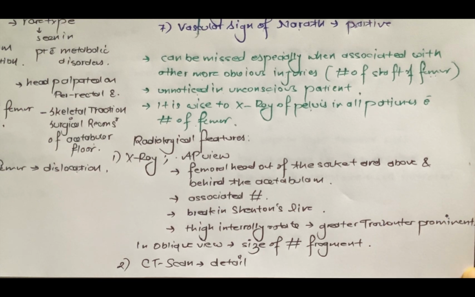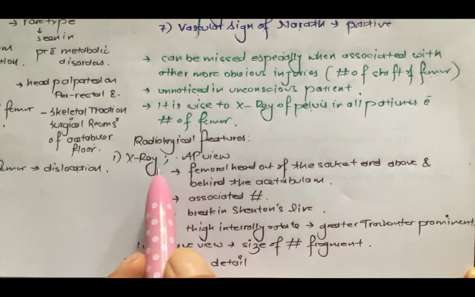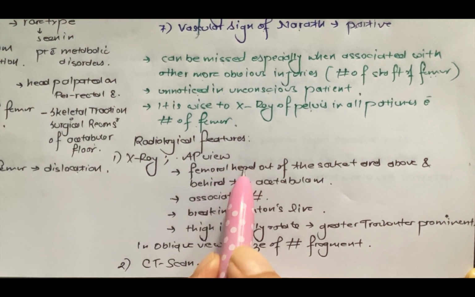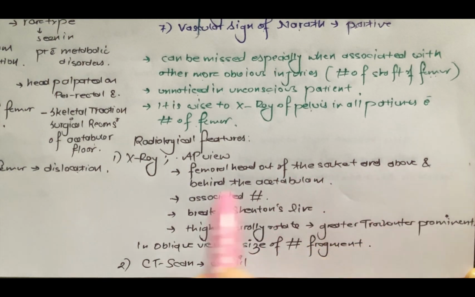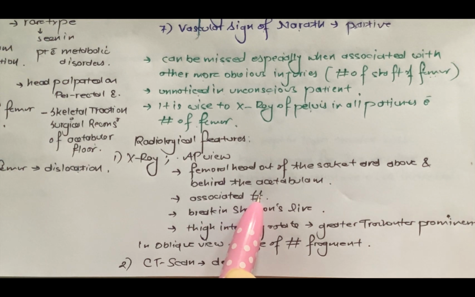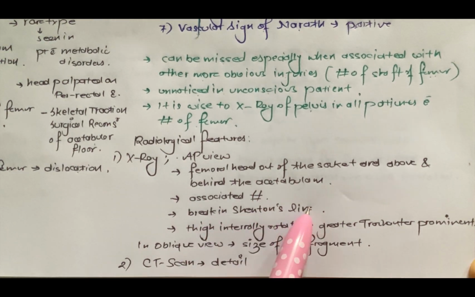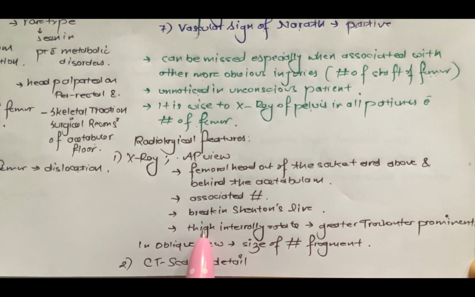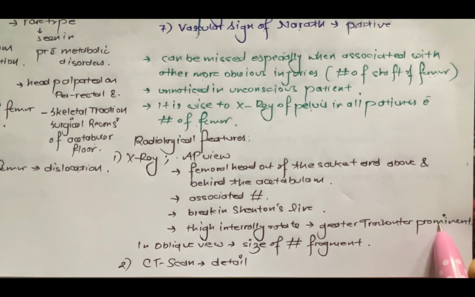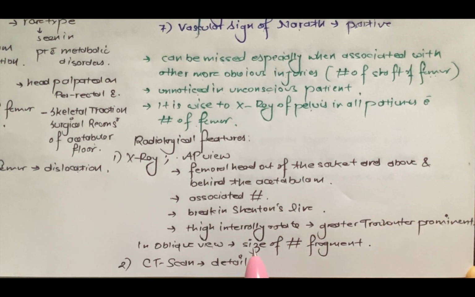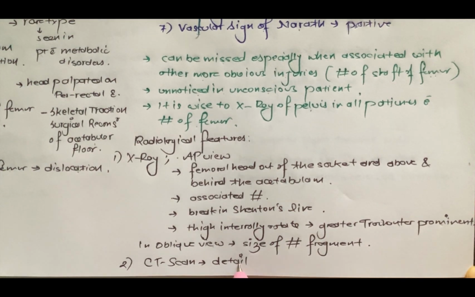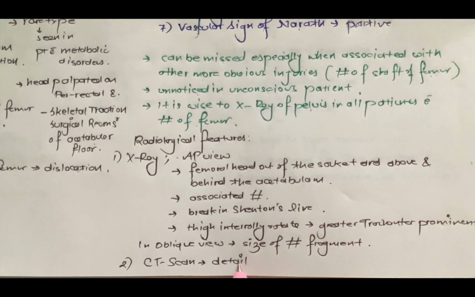So as we have discussed in the figure, in the anterior posterior view there is the femoral head out of the socket, above and behind the acetabulum. If there is any associated fracture, we can also see that, and there is breakage in Shenton's line. Due to the internal rotation of the thigh, the greater trochanter is highly prominent, and in the oblique view the different sizes of fragments can be seen, and in CT scan we can see the detailed explanation.